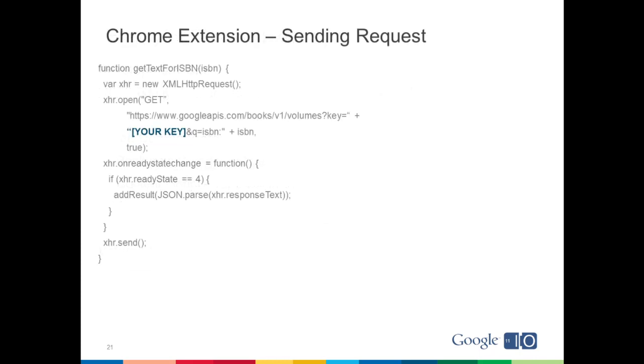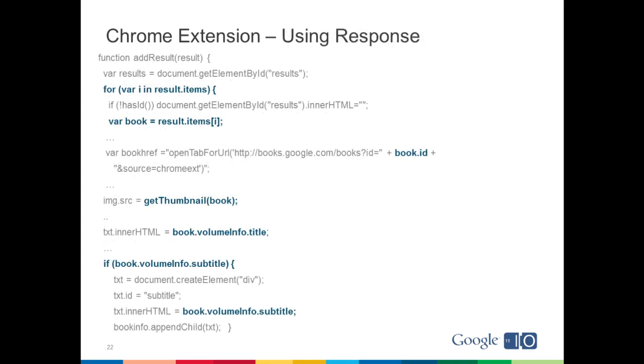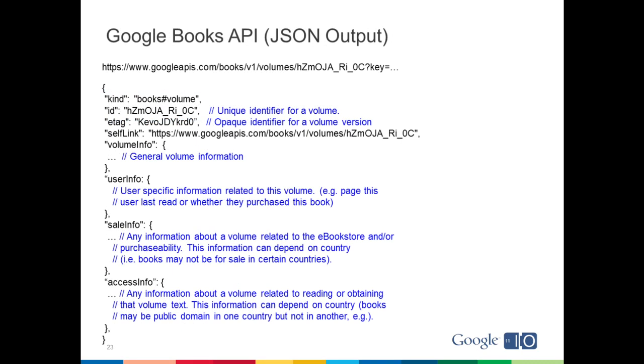So here's an example. This is pretty much what happened in the pop-up. We have the get, and we're passing in the key, and there's the ISBN. So this is a little bit easier to read here. And then also each of the responses. As I mentioned, there's the book ID. There's also the thumbnail information that we pull out, the volume information, and we'll get into what's exactly in that volume information, but title, subtitle as an example.